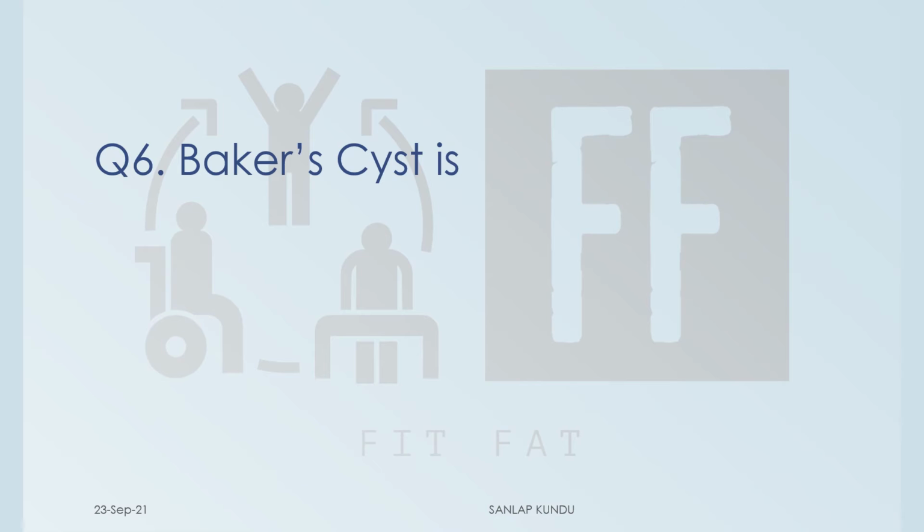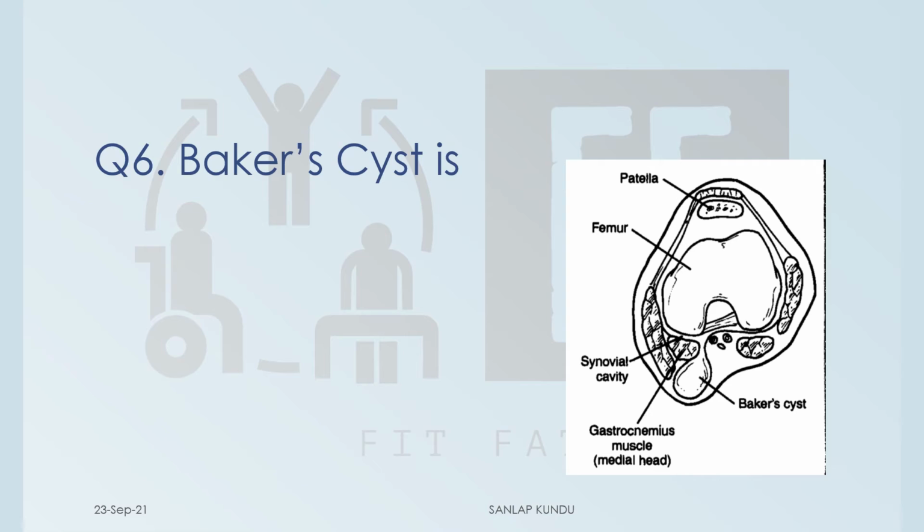Question 6. Baker's cyst is. Now, Baker's cyst or popliteal cyst is the bulging of posterior capsule and synovial herniation that produces a swelling in the popliteal fossa. So this is the synovial cavity, and if this herniates in a posterior direction, that will be called a popliteal cyst or Baker's cyst.